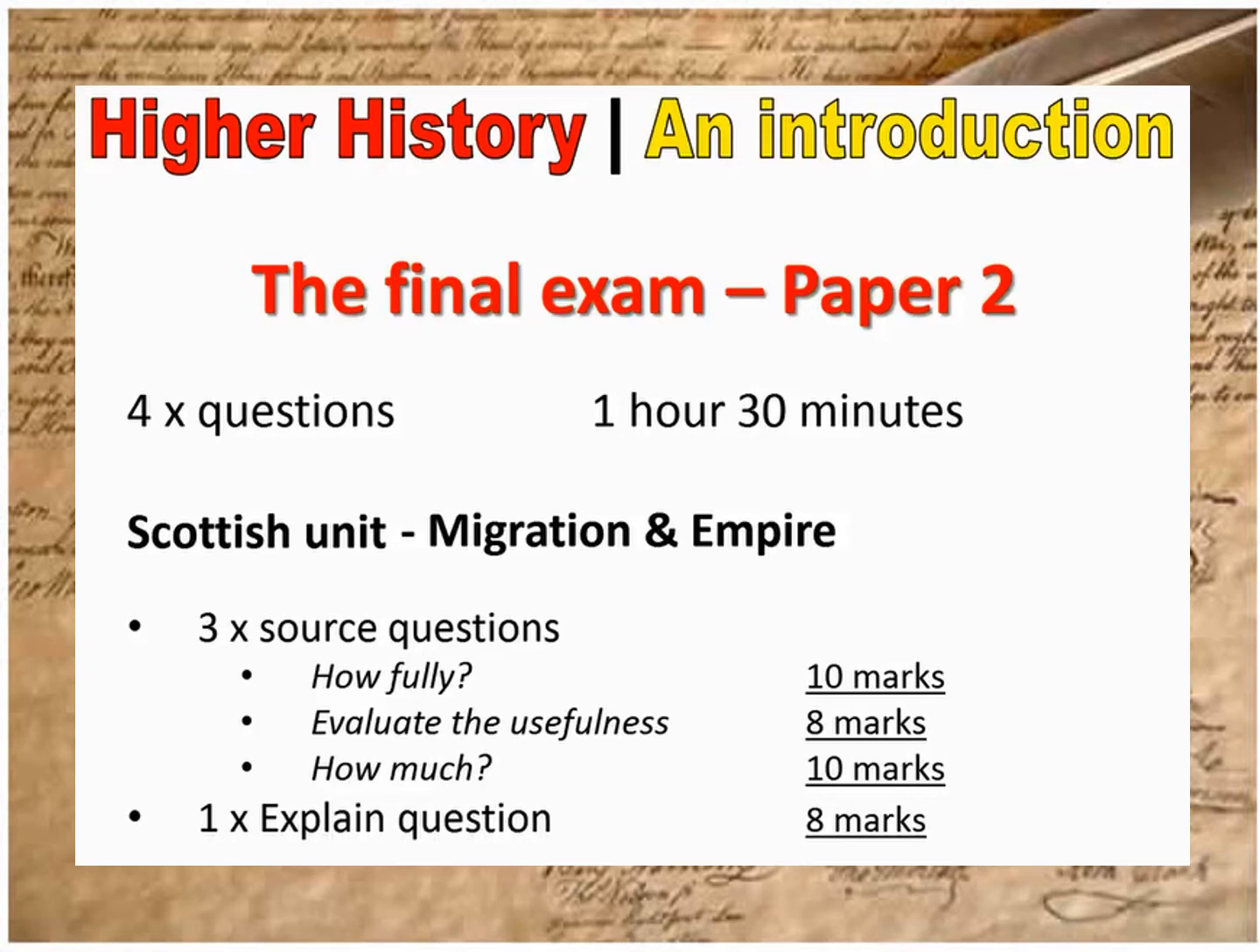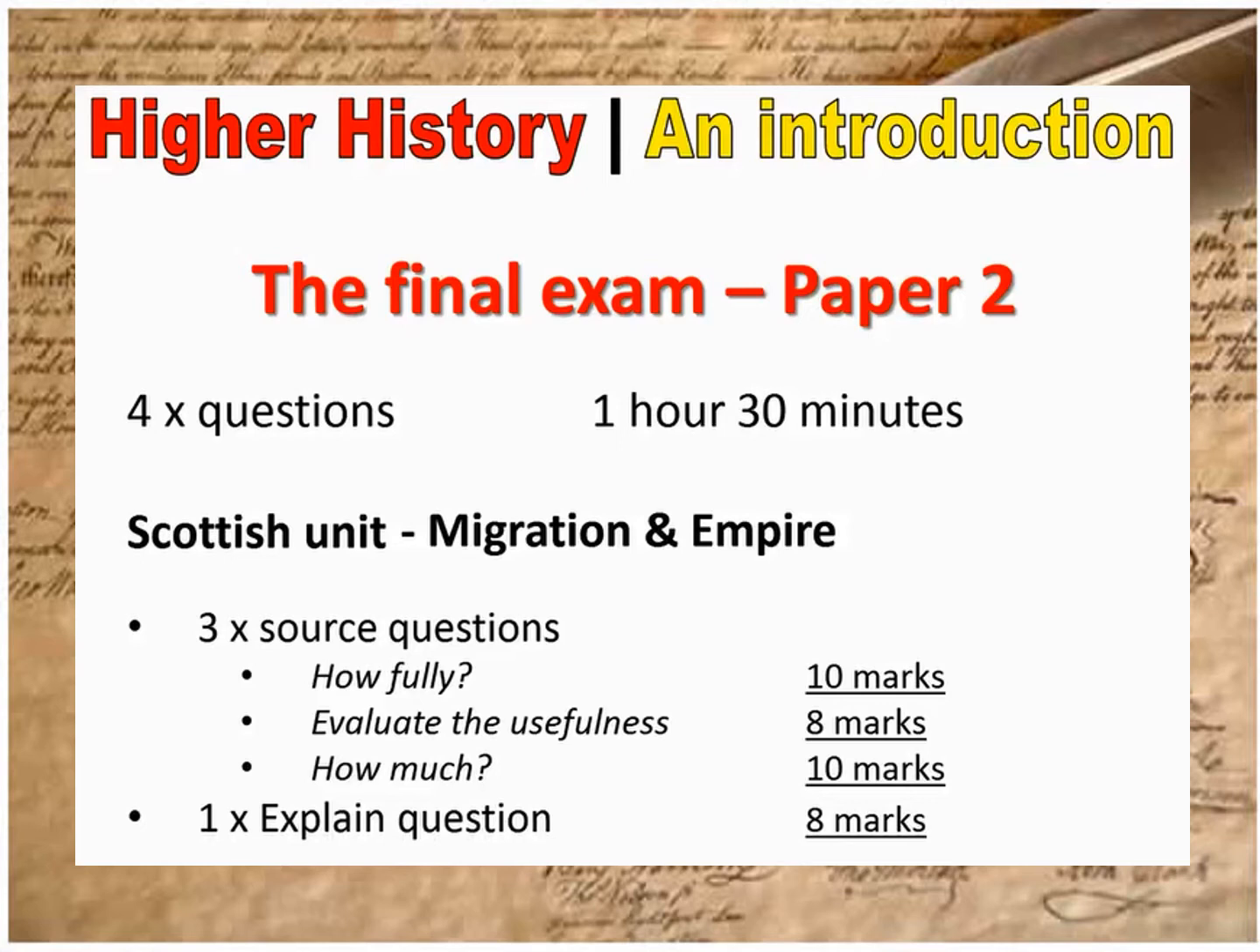So you'll have a how fully question, which again for those of you who have done National 5 before is just a bit more advanced in terms of what you were answering there. So you'll have a how fully question which is worth 10 marks. Again, you'll recognise there the evaluate the usefulness question, which again is just a bit more advanced from National 5, which is worth 8 marks. You then have a how much question, which is a different source skill, which we will also be looking at as well. That is worth 10 marks.